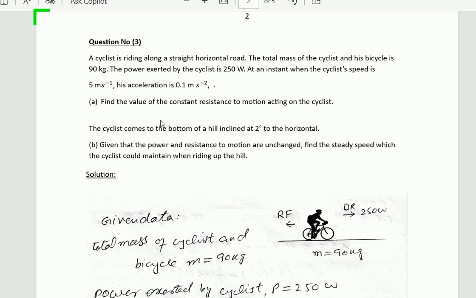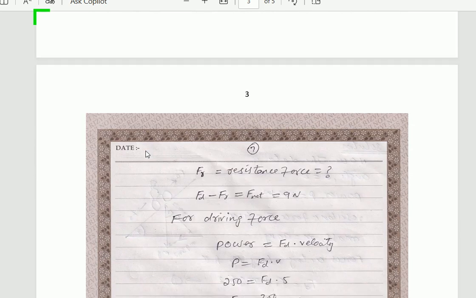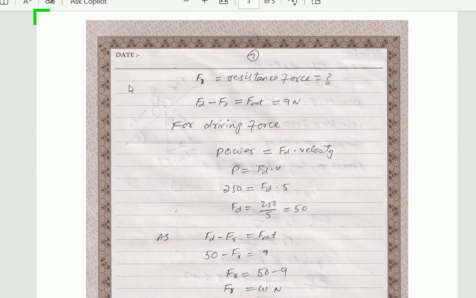So for part A of this question, let's see the diagram on the screen. The data given is: the mass is equal to 90 kg, the power exerted by the cyclist is equal to 250 watts, the velocity is 5 meters per second and the acceleration is 0.1. By Newton's second law of motion, F equals ma, the total net force. So m is equal to 90 and acceleration equal to 0.1. We get 9 newtons. In this case, Fr is the resistance force, and the net force is Fd minus Fr equal to 9 newtons, as we have calculated in the above step.